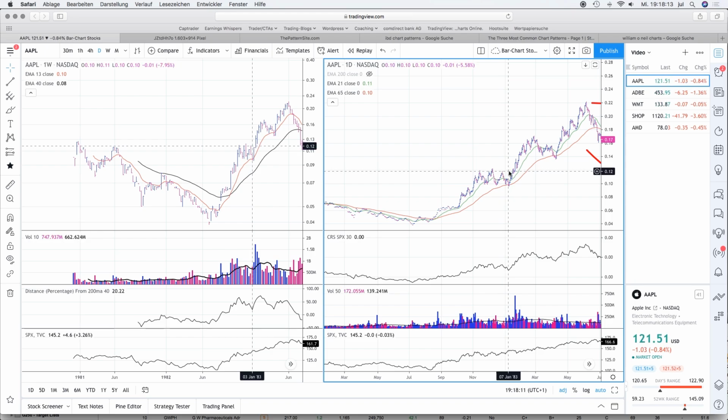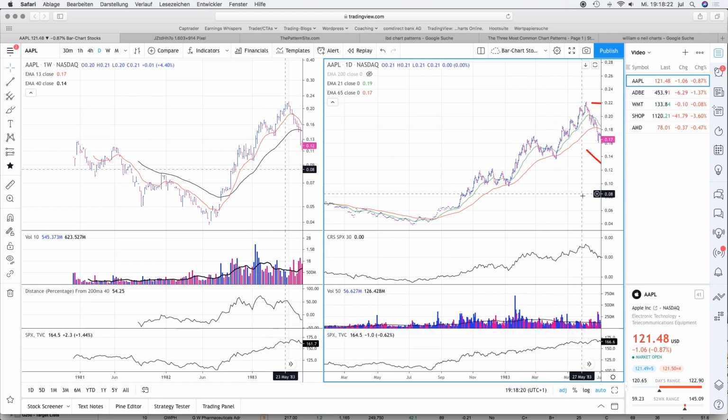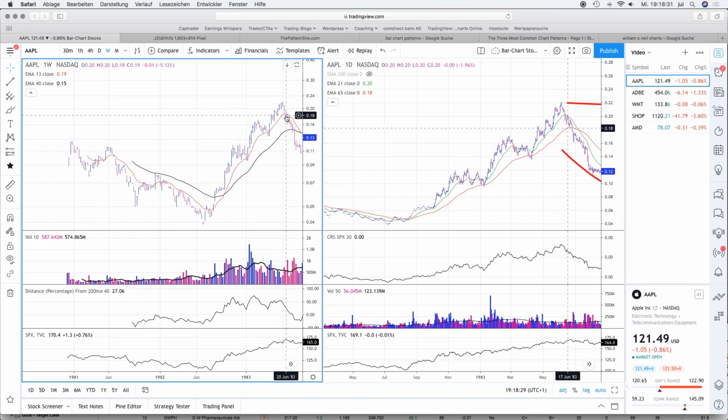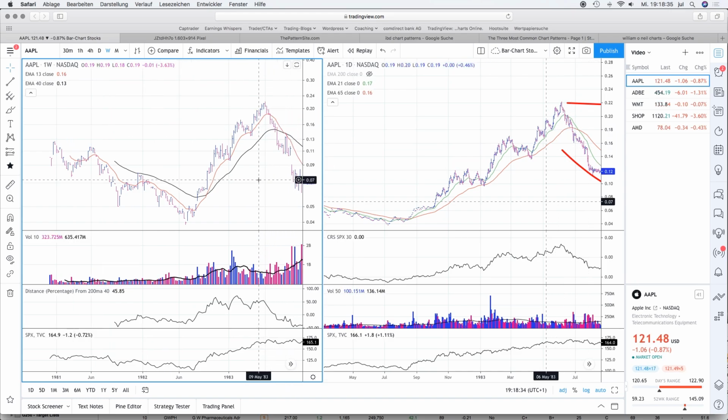So you can see what happened when Apple for the first time broke out to a new high here in 1983. And then you can see what happened when Apple broke the EMA 65 in the daily chart, and also the EMA 13 here in the weekly chart, and so on. And this is a very easy and very helpful way to look at weekly and daily charts together. Let's look at some other examples.